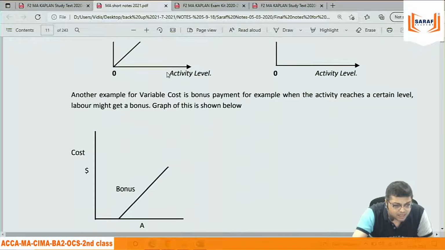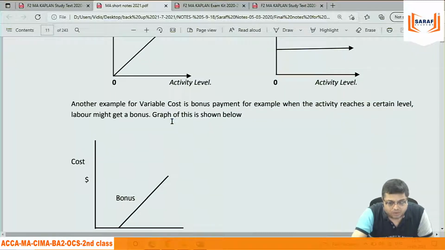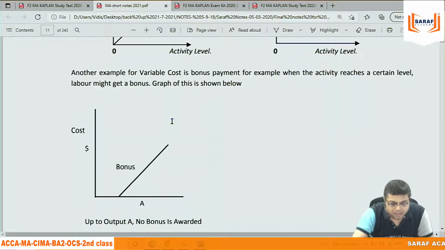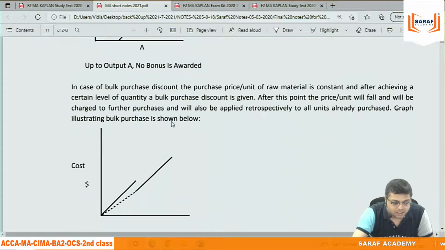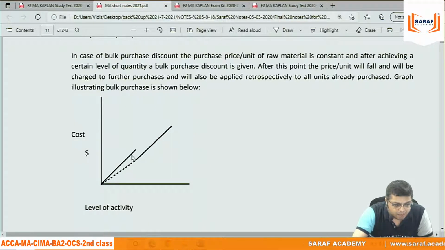Why we are discussing graphs? The graph will be given to you, and explanations will be given. You need to select the correct explanation, that is, which explanation is relevant for this graph. There is another variable cost graph.